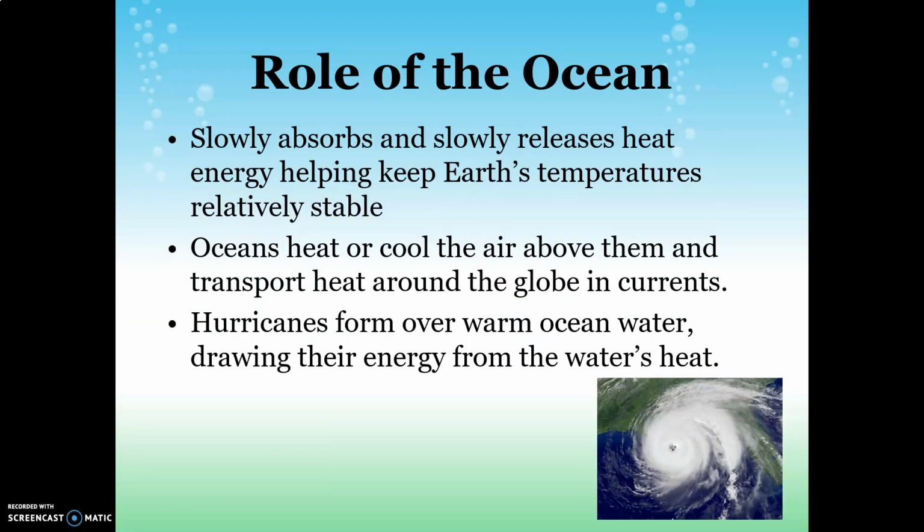The role of the ocean. It slowly absorbs and slowly releases heat energy, helping keep Earth's temperatures relatively stable. Oceans heat or cool the air above them and transport heat around the globe in currents. Hurricanes form over warm ocean water, drawing their energy from the water's heat.